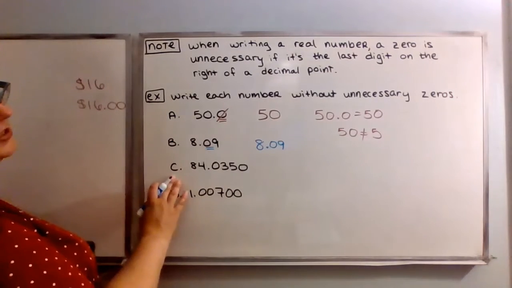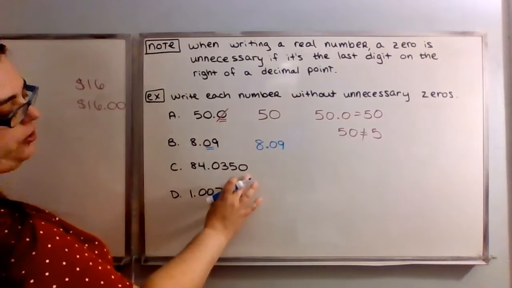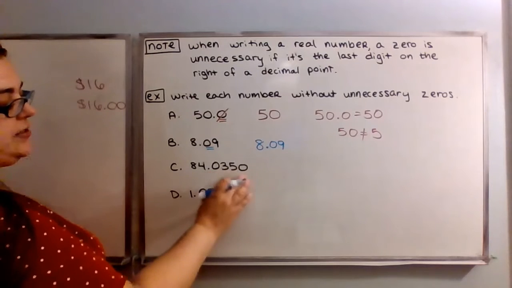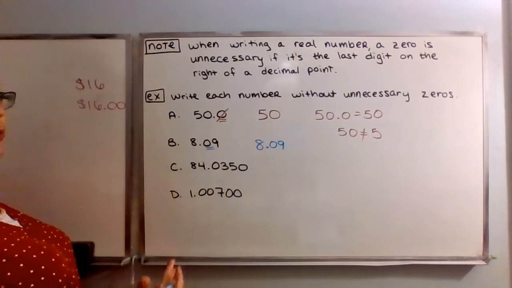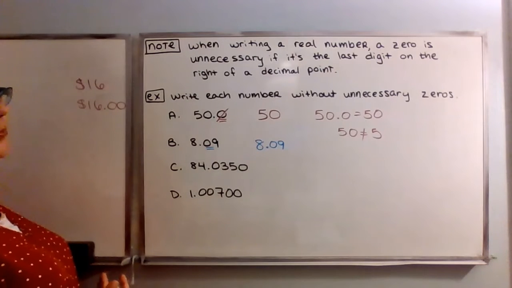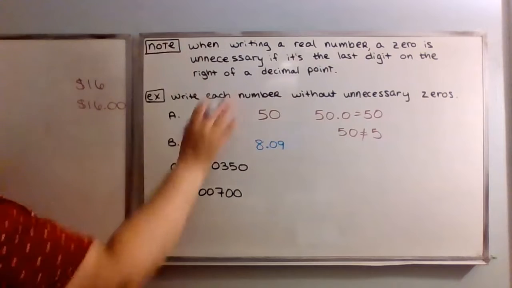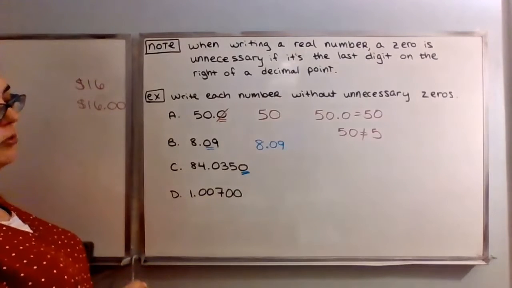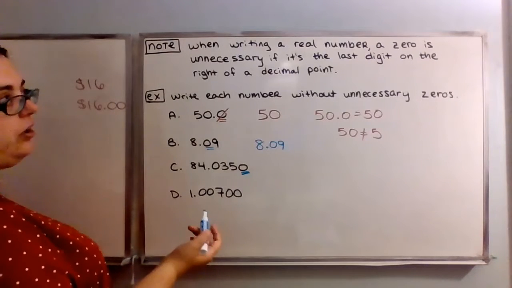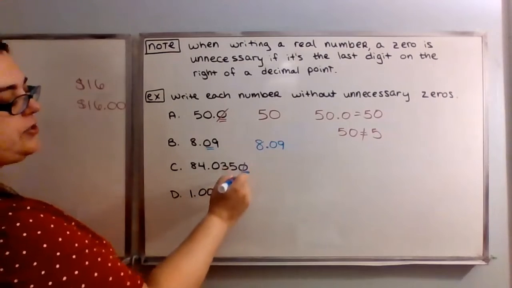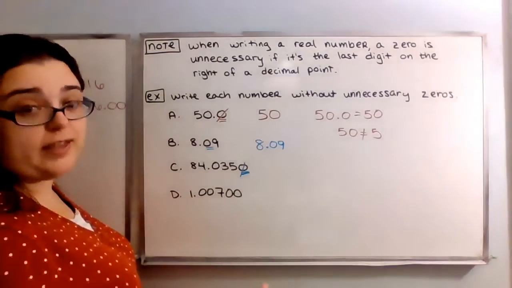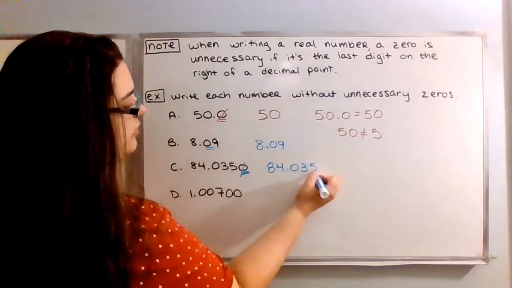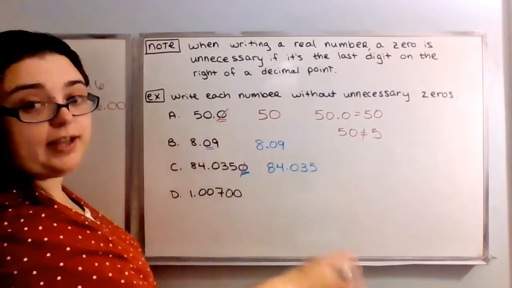Let's take a look at part C. We have 84.0350. So we have two zeros in this case. Let's see if either one, maybe one or both or none of them, are unnecessary. It's unnecessary if it's the last digit to the right of the decimal point. Currently the last digit to the right of the decimal point is the 0. So it's the last digit and it's on the right, so it's unnecessary. We can get away without writing that 0. So I'm going to rewrite this as 84.035. I don't need that 0 all the way at the end. It's extra.